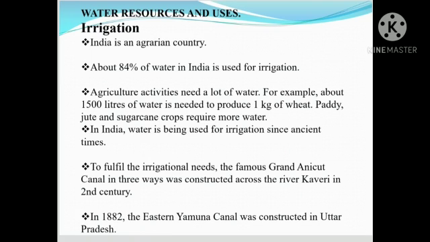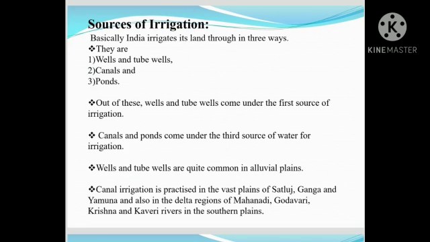To fulfill the irrigational needs, the famous Grand Anicut Canal was constructed across the river Kaveri in the 2nd century. In 1882, the Eastern Yamuna Canal was constructed in Uttar Pradesh. See the sources of irrigation. Basically, India irrigates its land in 3 ways. They are wells and tube wells, canals, and ponds. Out of these, wells and tube wells come under the first source of irrigation. Canal and pond come under the third source of water for irrigation.